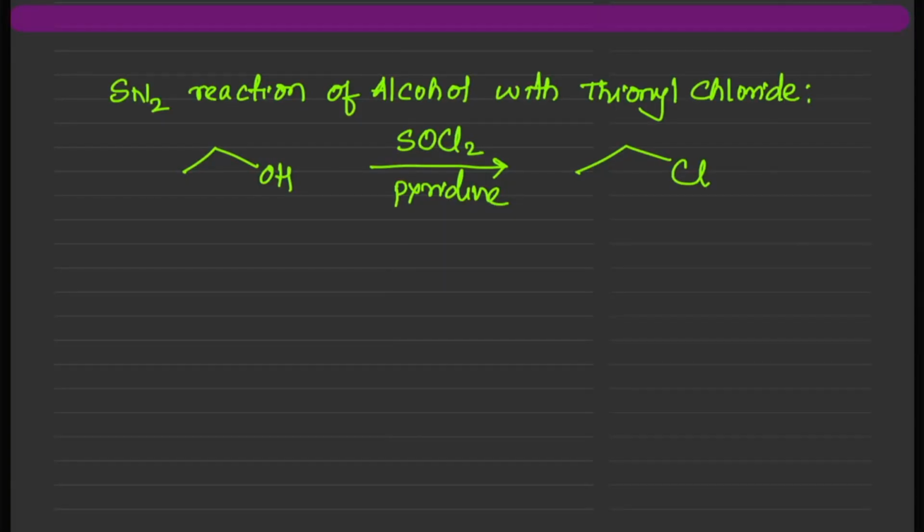Hello everybody, in this video we will discuss SN2 reactions of alcohol with thionyl chloride. The product is going to be the same as before, when we did it with zinc chloride and HCl or HBr, where you replace an OH with chlorine, or a halogen for that matter. So let's look at how the mechanism works.